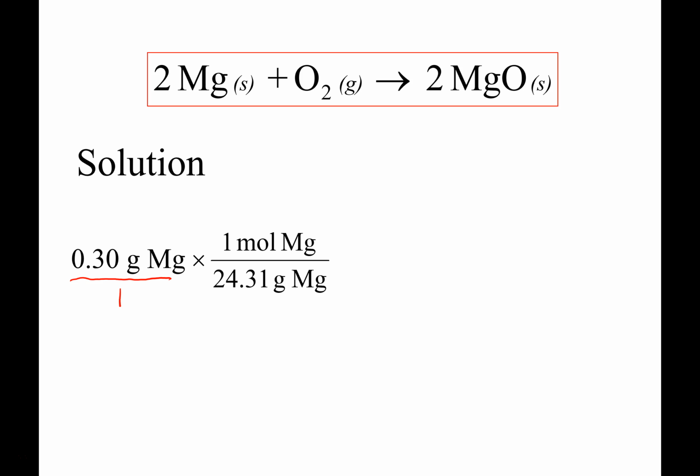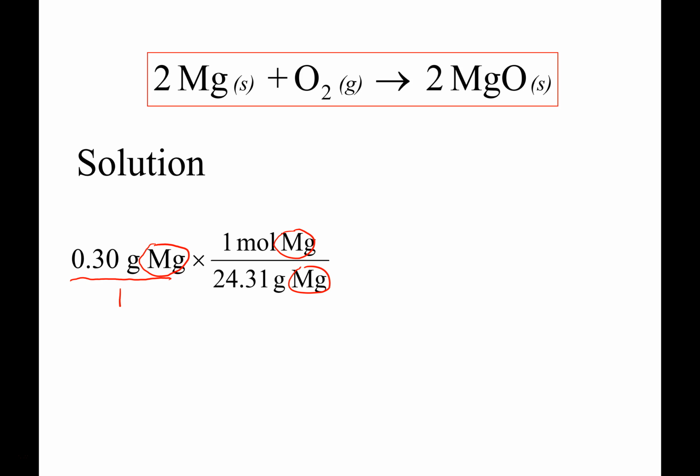One of the things I've seen students falter on is important. Sometimes you have to be explicit and sometimes it's optional. It is not optional to be explicit. You have to say grams of what, moles of what, grams of what. So now units of grams of magnesium cancel, and we have units of moles of magnesium.